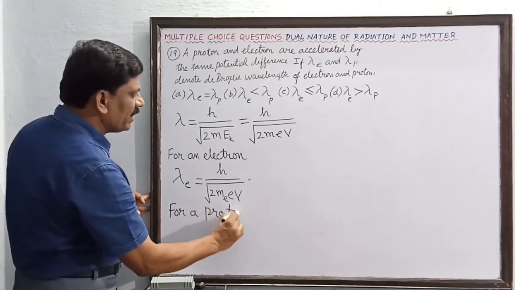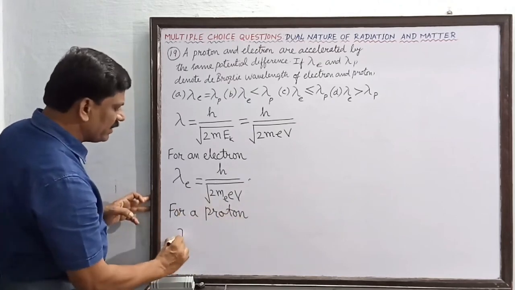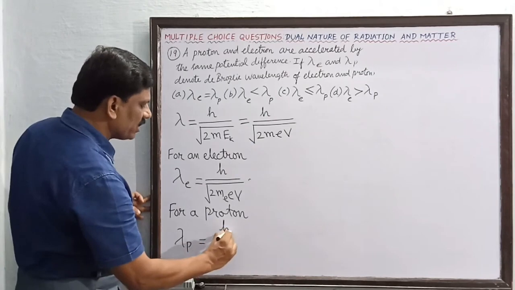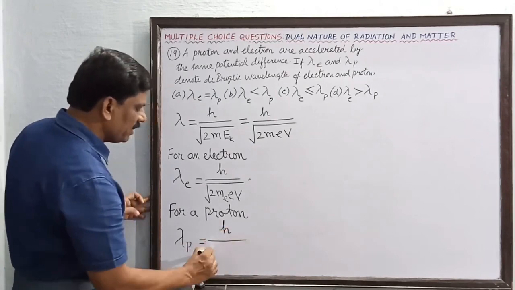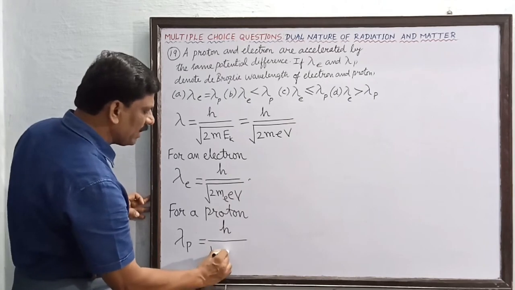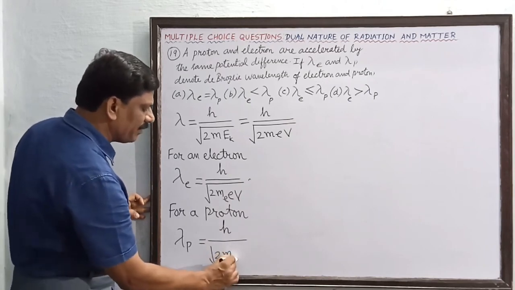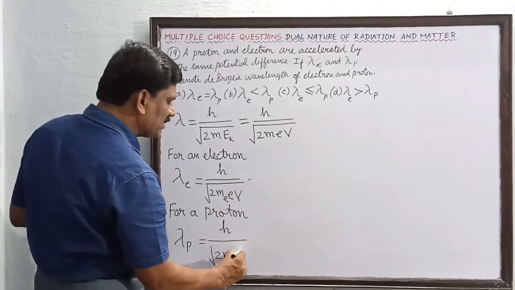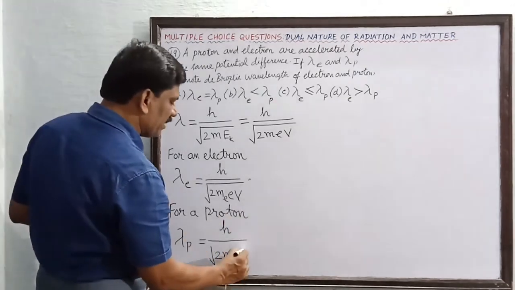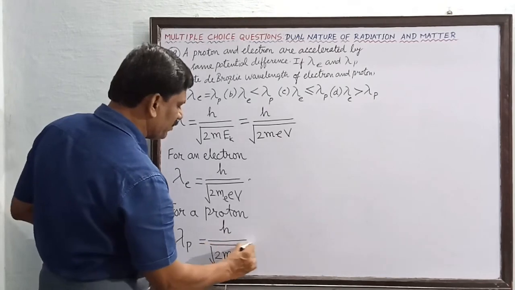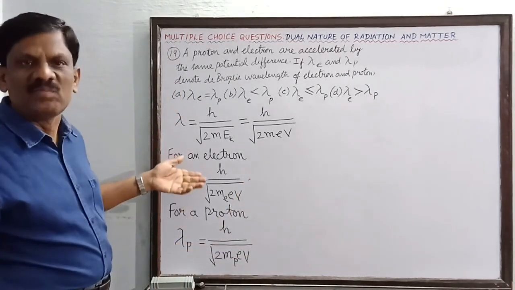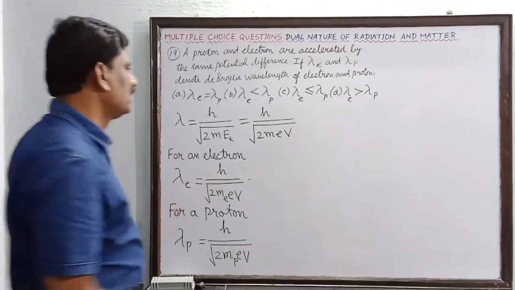If you write the same equation for a proton, the de Broglie wavelength of a proton is equal to h divided by square root of 2 into the mass of the proton, mp, into charge of the proton, which is the same, e. The potential difference also is the same. Now I will divide on both sides.